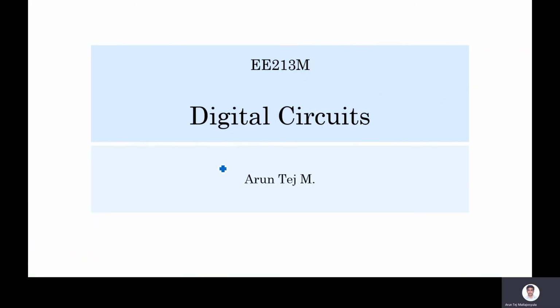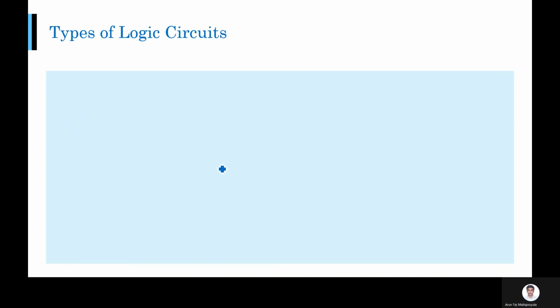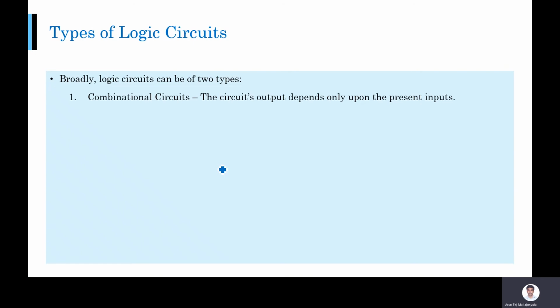We will now move into combinational logic. There are broadly two types of logic circuits, as we all know. One of them is the combinational circuit. In these circuits, the output depends only on the present inputs.